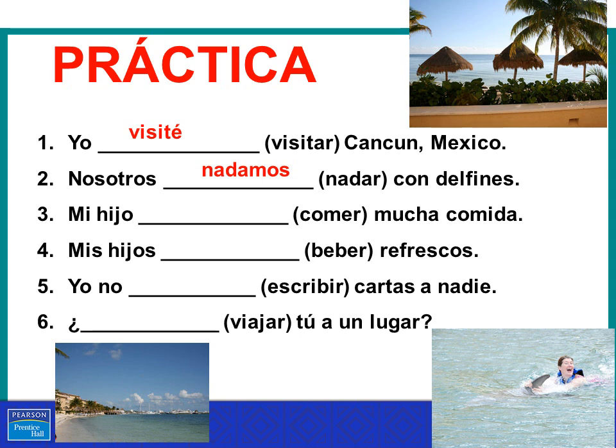I know. Mi hijo comió mucha comida. He ate a lot of food. A mi hijo le gusta la comida. That's because it was an all-inclusive resort, kids. I'd like to be there now. He got his money's worth.